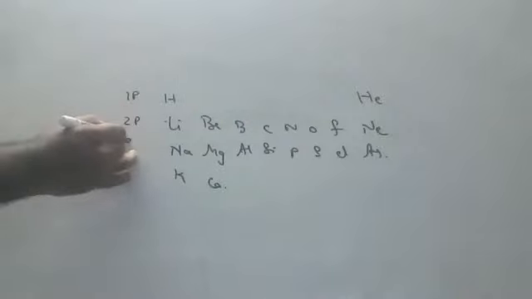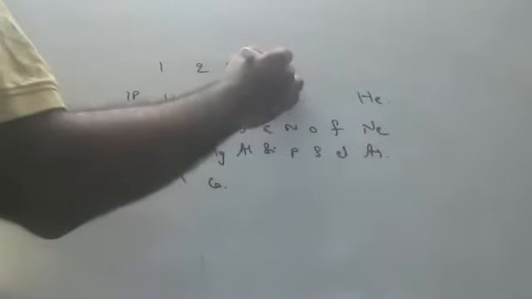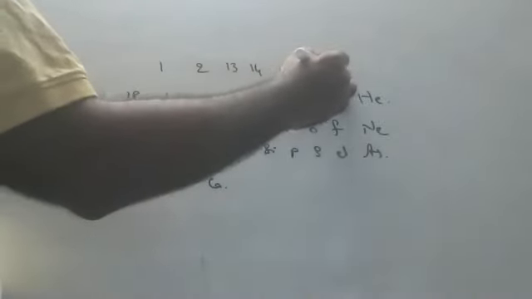This is the second period. This is the third period. This is the fourth period. Okay, children. This is the first group, and this is the second group, and this is the 13th group, children. 3 to 12 we will not discuss now, children. We will discuss them in higher classes. 14th group, 15th group, 16th group, 17th group, and 18th group.